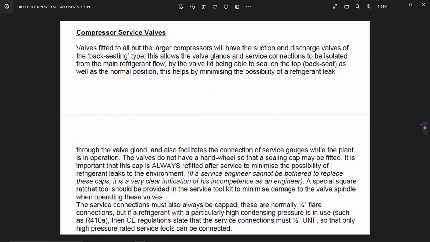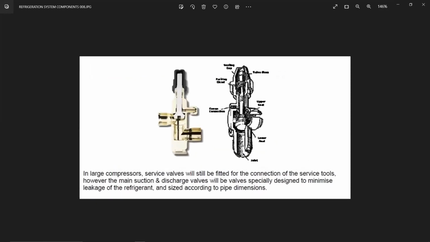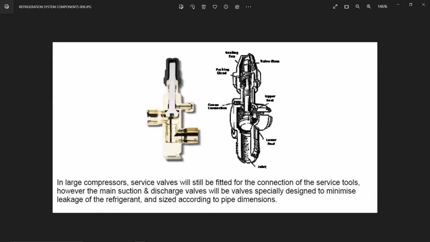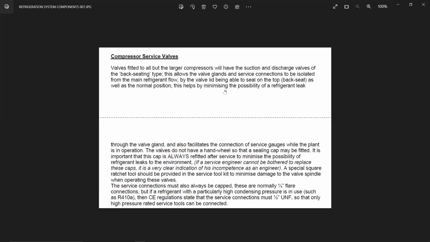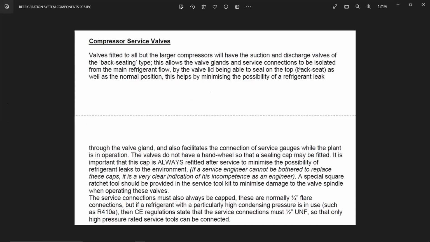So back seating means you see, this is the upper seat and the lower seat. As it is going down, it is going back. And that is the reason it will basically minimize the risk of leakage, because you're closing it down, there is a way to close it. Basically, the valve being able to seal on the top back seat as well as the normal position. So basically, दोनों साइड से seal करता है.